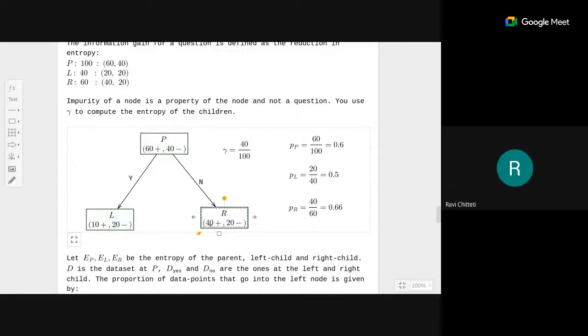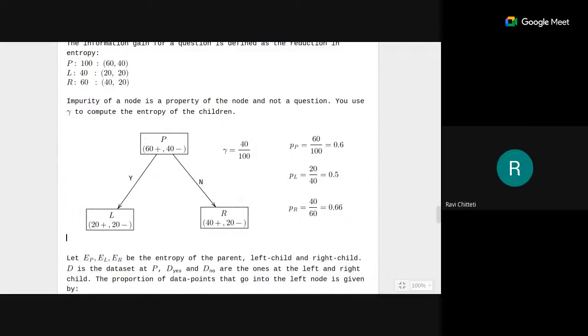Even if we put it that way, when I'm computing the entropy at L, let's take it as 20-20, or whatever the number is. Here also the entropy is going to be calculated as minus P log P minus (1 minus P) log (1 minus P), correct? Now it is only when it comes to the information gain that this entropy gets multiplied by the proportion.